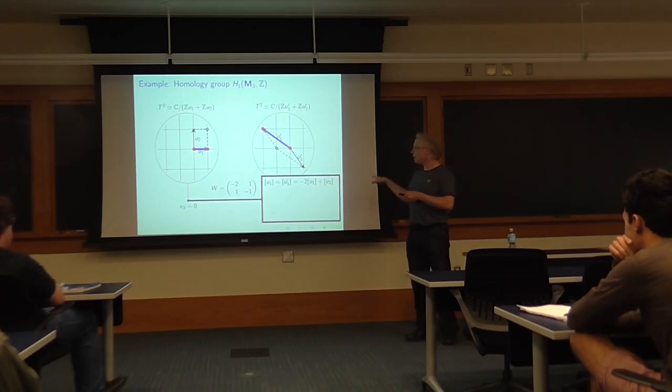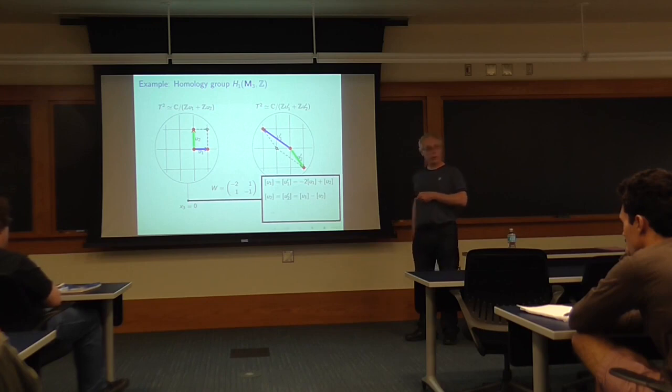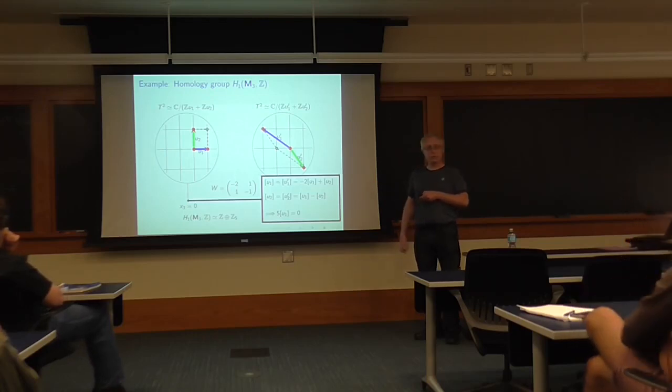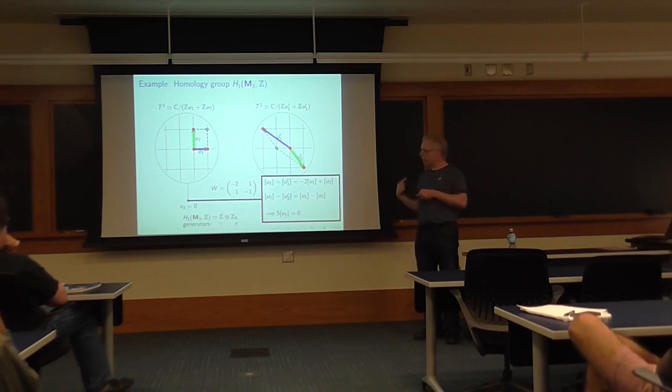But U1 prime is linearly related to U1, which means that in homology, I have to impose this relation. Similarly, U2 equals U2 prime, so in homology, I have to impose that relation as well. The combination of these two relations implies that five times the homology class of U1 is zero. So the torsion part of the homology group is Z5. Let me call the generators gamma, the circle, and sigma for that Z5.